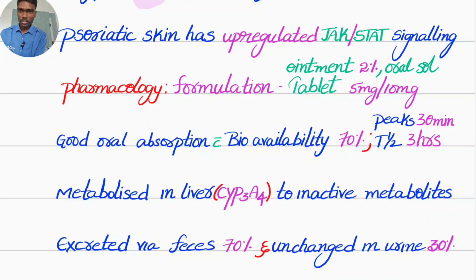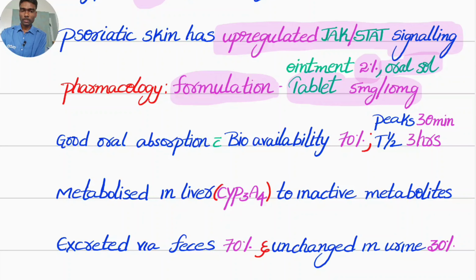Why are we using it in psoriasis? Psoriatic skin has upregulated JAK-STAT signaling. So we are blocking this JAK-STAT pathway itself. Coming to its formulations, it is available as ointment 2%, oral solution, and mainly tablets, 5 mg and 10 mg dosages.